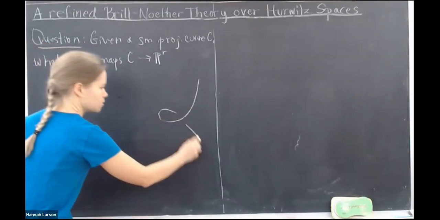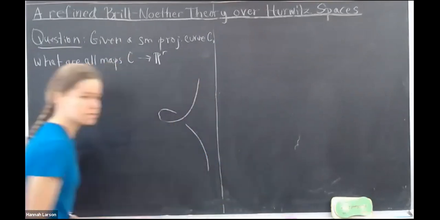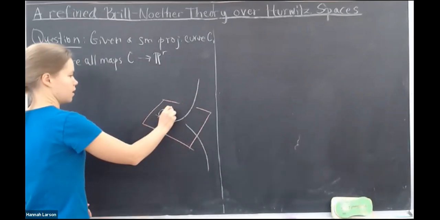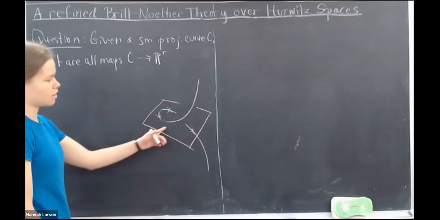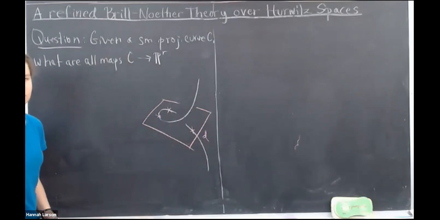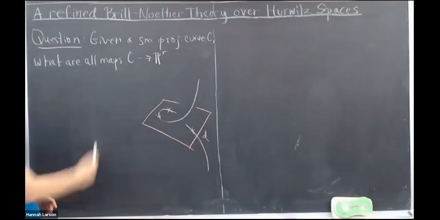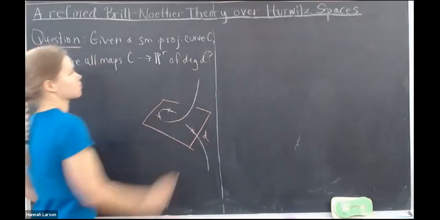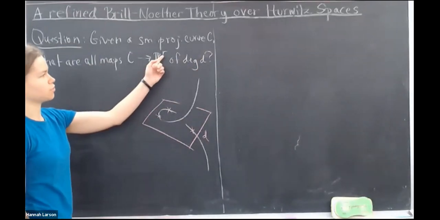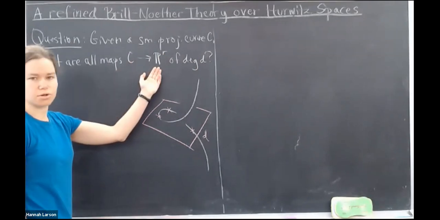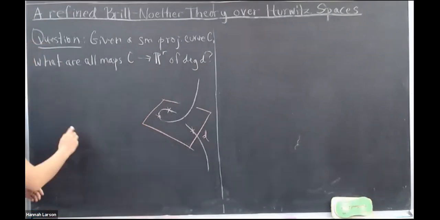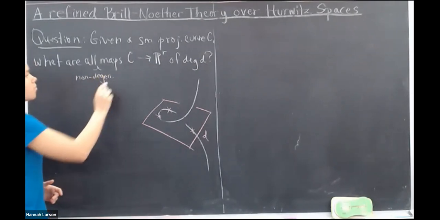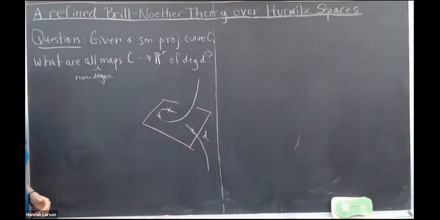So here's my picture of a curve in projective space. And this curve meets a general hyperplane in a finite set of points. And the number of points is called the degree of the map. And I'm going to ask this question for each degree. And furthermore, as I ask this question for each r, I'm going to be interested in the maps that are non-degenerate, meaning the curve doesn't land inside some hyperplane in P^r.